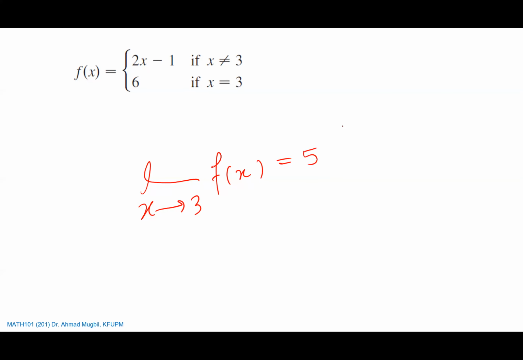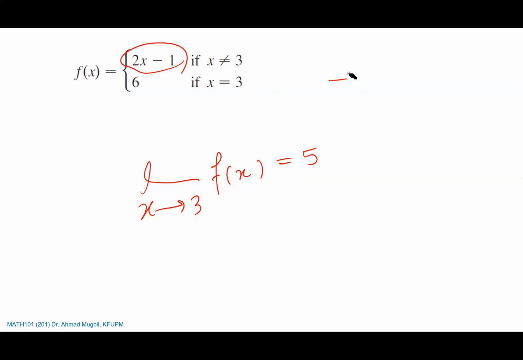And you have to be careful when you take the limit. f at 3 is 6. But the limit of the function when x approaches 3 is 5.